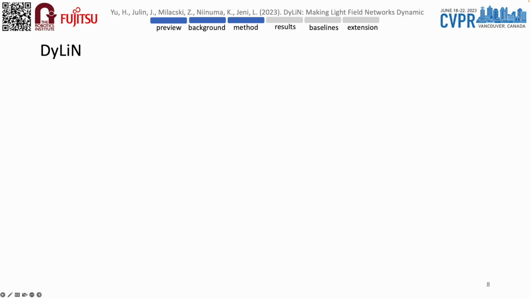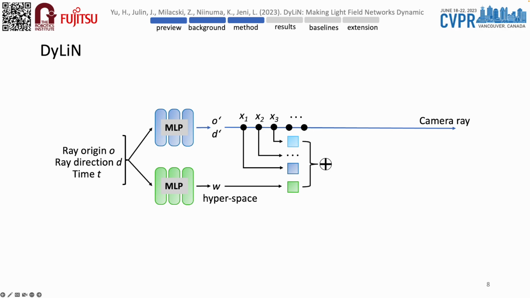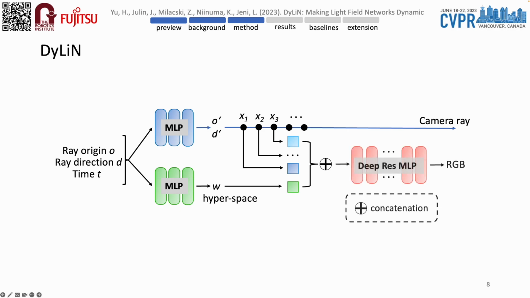I will now introduce the full architecture of DyLiN. Given a ray R with origin and direction and time t as input, we deform R and sample a few points along the deformed ray to encode it using the blue MLP. In parallel, we also lift the ray and time t to the hyperspace code W using the green MLP and concatenate it with each of the sample points.